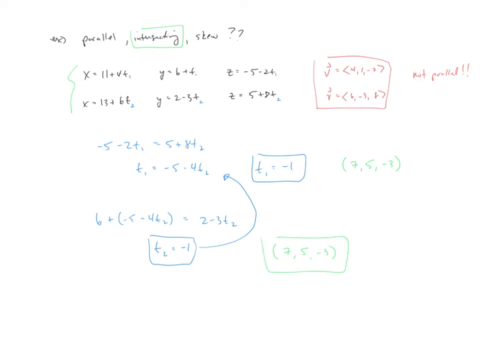So we determined they weren't parallel. We did find that they intersected, and where. If we find out that they don't intersect, then we would say that the 2 lines are skew. Again, skew is not parallel and they don't intersect.